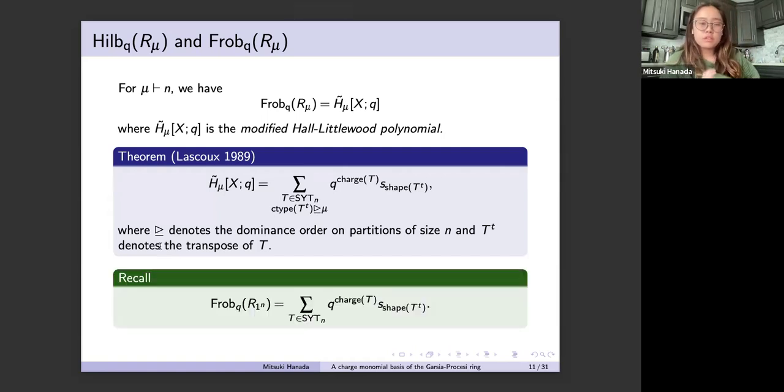The reason why we're choosing the standard Young tableau version instead of the semi-standard Young tableau version, which is more familiar, is that if we remember what the Frobenius character of the coinvariant ring was, we could rewrite it into this formula using charge and transposes. So you can see here immediately that if we choose to write our modified Hall-Littlewood polynomials like this, we get a summand of the full Frobenius character of the coinvariant ring, which highlights how this coinvariant ring is the bigger space containing our Garsia-Procesi.